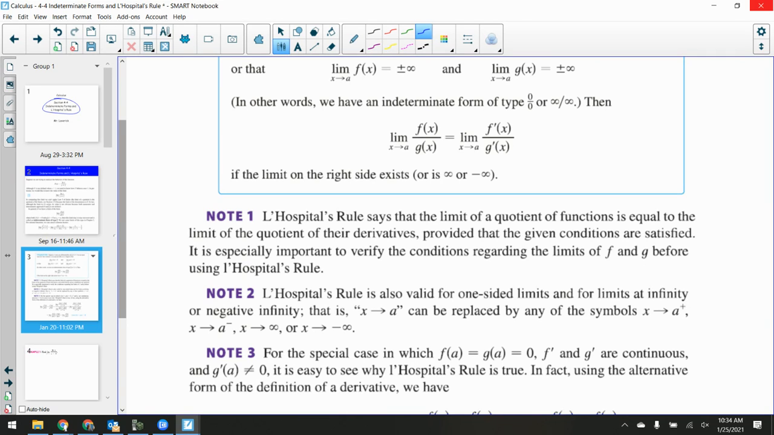Special note 2: L'Hopital's rule is also valid for one-sided limits. You can find the limit as x approaches a from the positive direction or as x approaches a from the negative direction, depending upon the domain of the original function. Like, if you're thinking about natural log of x, can it approach 0 from the negatives? No, because I can't plug negatives into ln of x. I can't plug negatives into any logarithmic function, so I would have to approach 0 only from the right side. But L'Hopital's rule would still hold because it still works with one-sided limits.